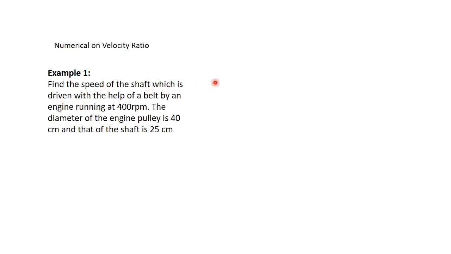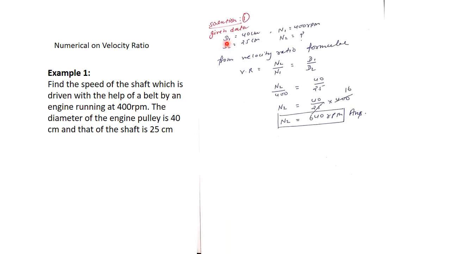Okay, so we have to find out n2. Given that d1 equals 40 centimeter, d2 equals 25 centimeter, n1 equals 400 rpm, and n2 is to be found out. From the velocity ratio formula, n2 by n1 equals d1 by d2, so we can easily find out the value of n2, which equals 640 rpm.